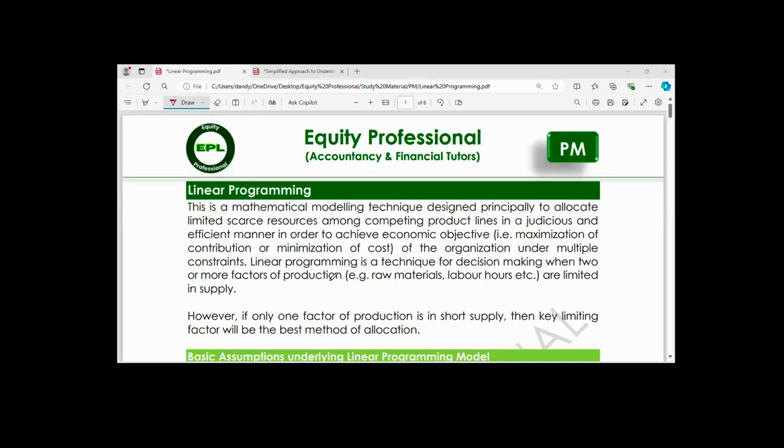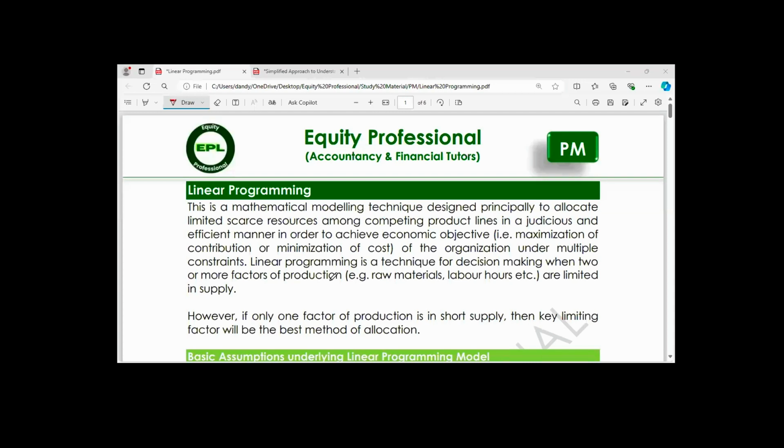The first assumption is a single economic objective, which states that there must be only one objective to be achieved, either to maximize contribution or to minimize cost, but not the two at the same time.